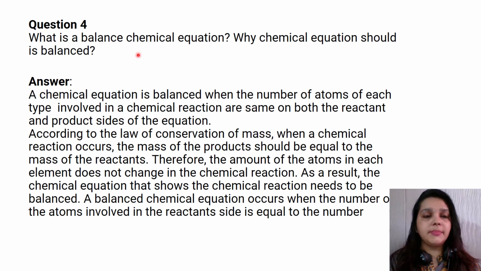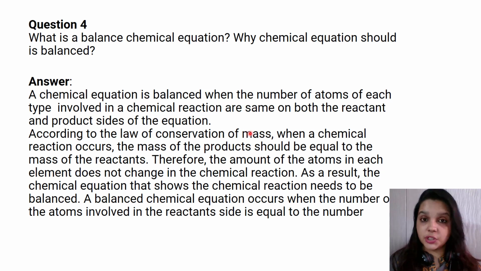Question number 4, what is a balanced chemical equation? Why should a chemical equation be balanced? This has been discussed in the lectures previously, so we can always go back. Answer: a chemical equation is a balanced one when the number of atoms of each type involved in a chemical reaction are the same on both the reactant and product sides of the equation.